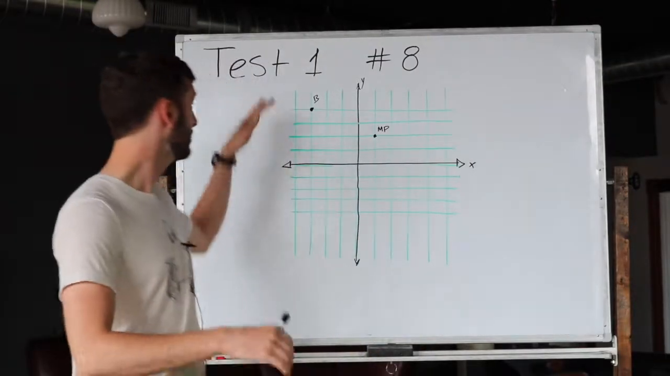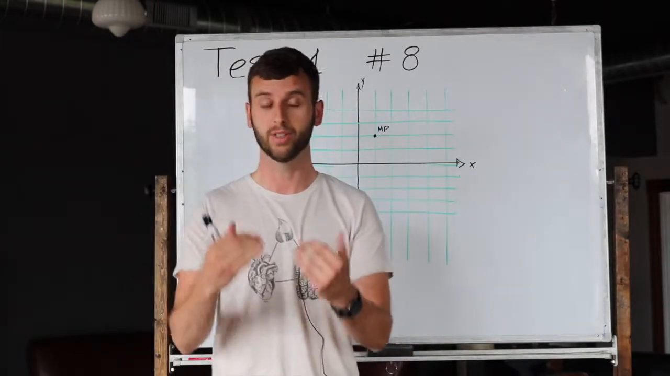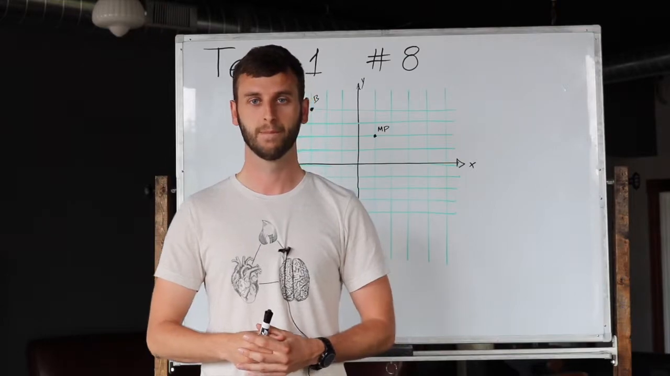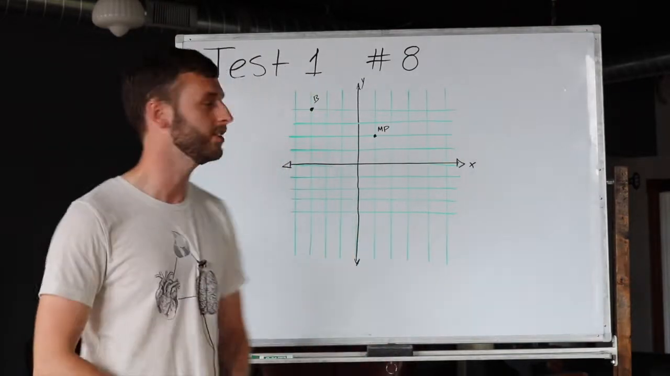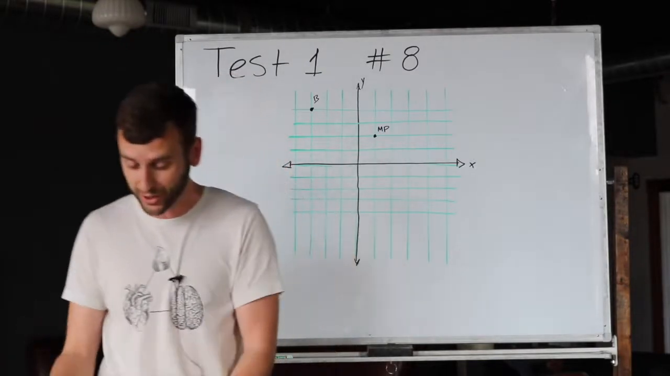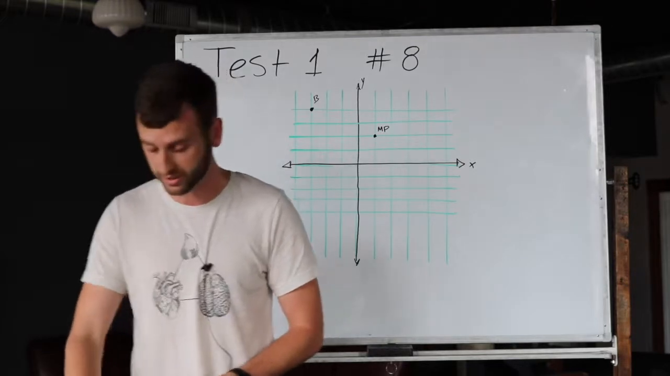Okay, so we're going to jump into test 1, problem 8. Why don't you pause the video and read the problem to yourself before we begin. Okay, so there are two ways that you can do this problem. The easiest is to use what's right in front of you. They give you a graph to be able to use. So let's read the question and see how they want us to use the graph.